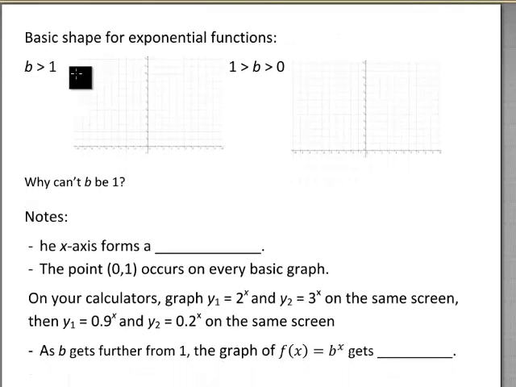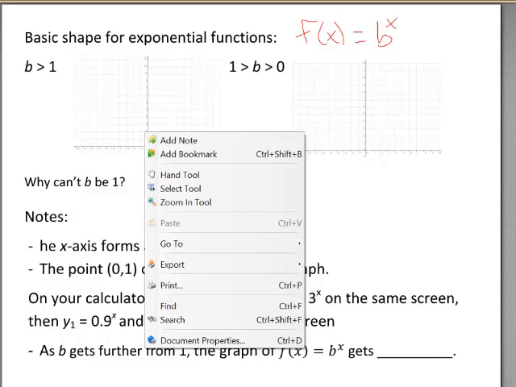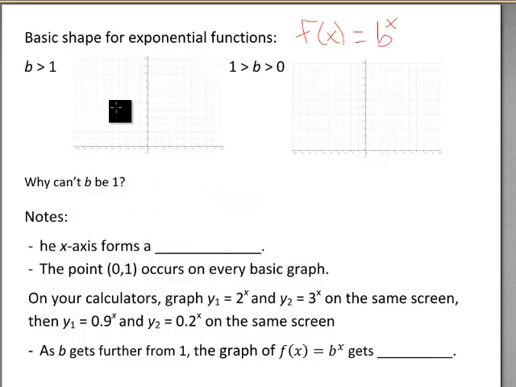If b, the base of the exponent, so we're looking at examples of f of x equals b to the x, in cases where b is bigger than 1 and when b is between 1 and 0. If it's bigger than 1, we are repeatedly multiplying by a number bigger than 1. If we're repeatedly multiplying by a number bigger than 1, things get bigger. So I'm going to try to do a little bit better job drawing this. It's going to look something like that.